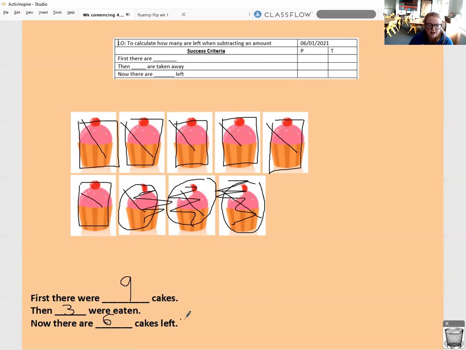So first there were 9 cakes, then 3 were eaten. Now there are 6 cakes left.